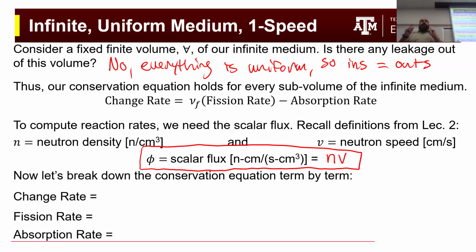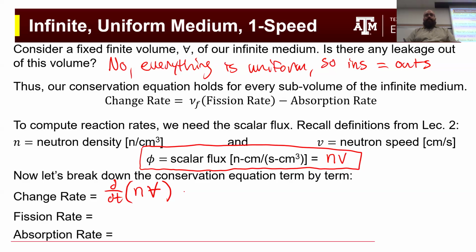So I'm going to talk about those quantities that we need equations for, and I'm just going to break them down term by term. So our change rate is going to look like d by dt, because it's a rate of change of the quantity that we're keeping track of. And in this case, we're keeping track of the number of neutrons. So to get the number of neutrons, I'm going to take that neutron density little n, and I'm going to multiply by the volume of our little sub volume that we're looking at.